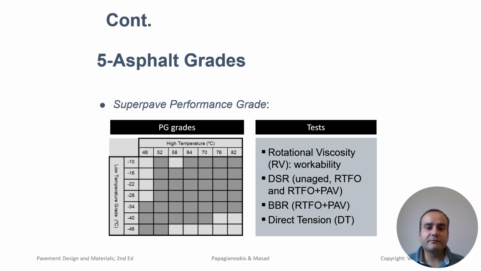In the Superpave performance grading system, different tests are involved to grade the asphalt binder. These tests include rotational viscosity to study the workability of asphalt binder, DSR or dynamic shear rheometer on unaged, RTFO aged, and RTFO plus PAV aged asphalt binders, BBR bending beam rheometer on RTFO plus PAV aged binder, and direct tension tests.